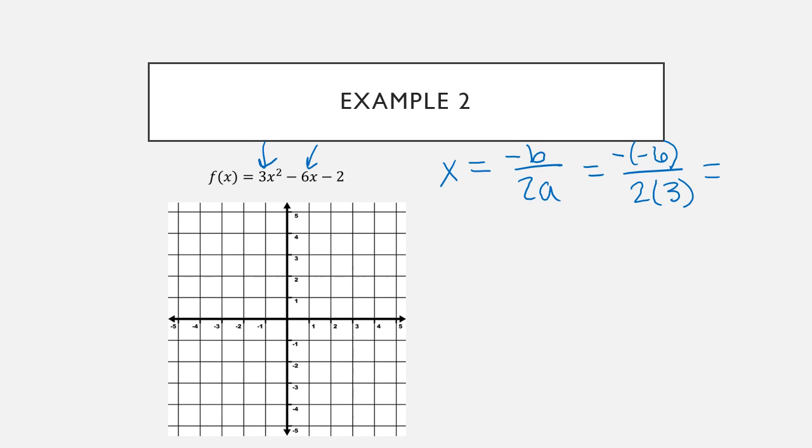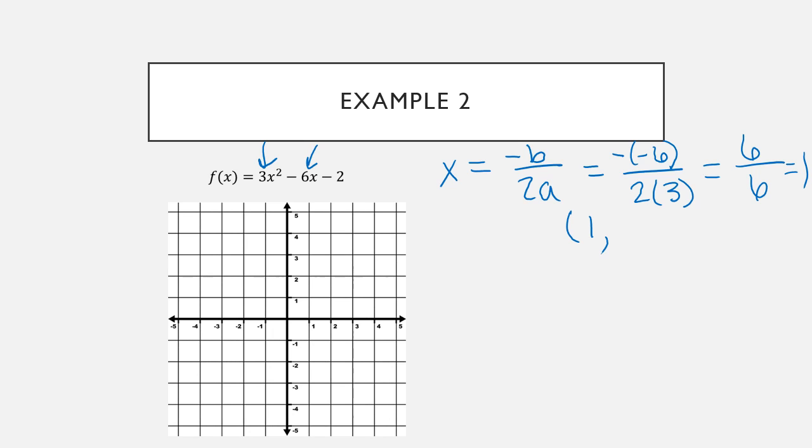Okay, so we plugged in b and we plugged in a. Negative of -6 is +6. And then 2 times 3 would be also +6, so that gives me 1. And I'll try to be nice to you and give you things that are not fractions. Okay, so now we found the x value of 1. We've got to go back now and find the y value.